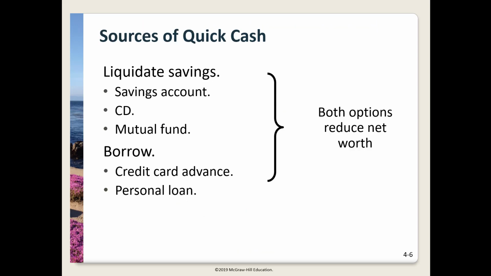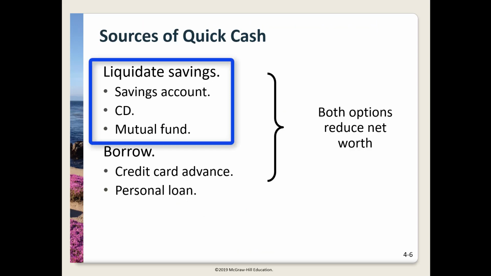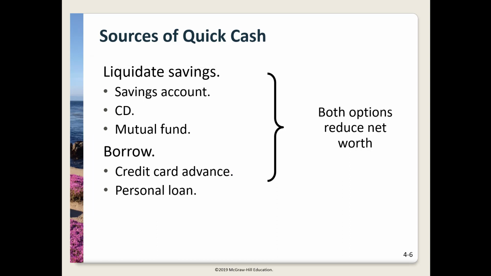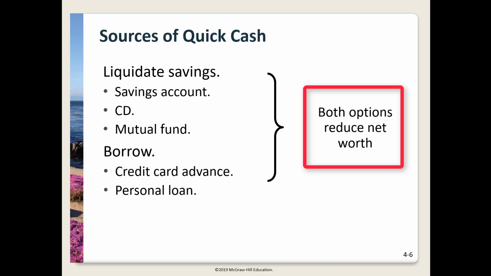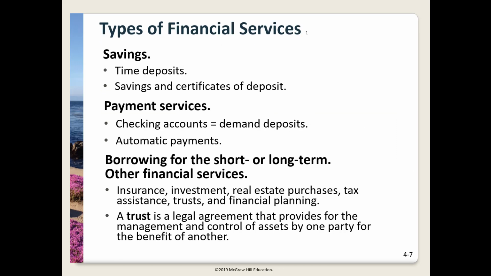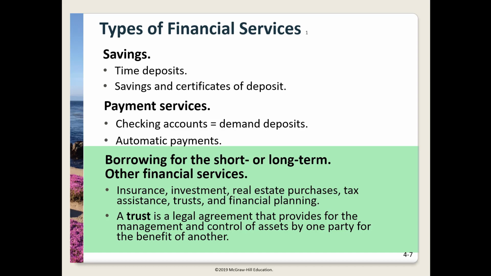So where can you get quick cash when you need it? You could take it out of your savings or cash in a CD or mutual fund shares. You could borrow the money. The problem: either option reduces your net worth. So what types of financial services are available? For savings, you've got time deposits, savings and CDs. Payment services: checking accounts, or demand deposits. Set up automatic payments through your bank. Short or long-term borrowing, and other kinds of specialty services: insurance, investments, real estate, tax assistance, trusts, financial planning.